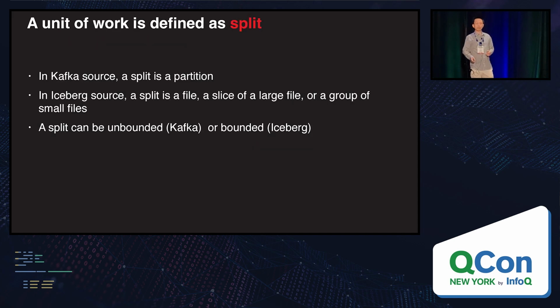In FLIP 27, a unit of work is defined as a split. In the Kafka source, a split is a Kafka partition. In the Iceberg source, a split is a file, a slice of a large file, or a group of small files. A split can be unbounded, like in the Kafka source case, or bounded, like in the Iceberg source.